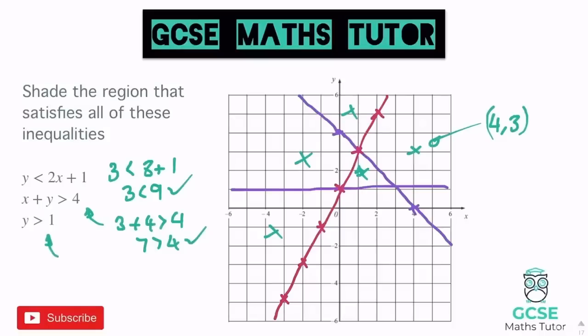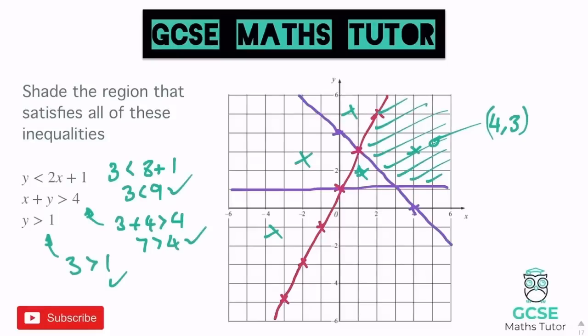The value of y is 3 there on that coordinate, so 3 is bigger than 1. Perfect, they all work. So it's got to be that region there. So we just have to shade this region in. It might say to label it R or something like that, but shade it in and there's your region done.